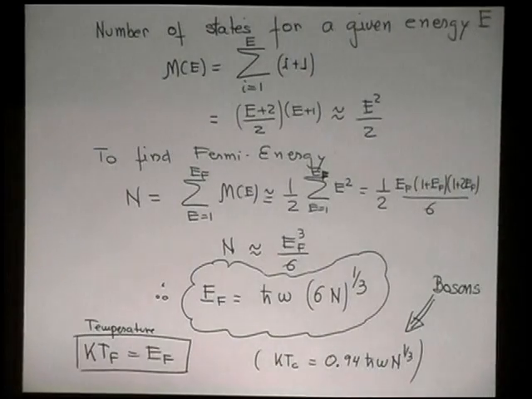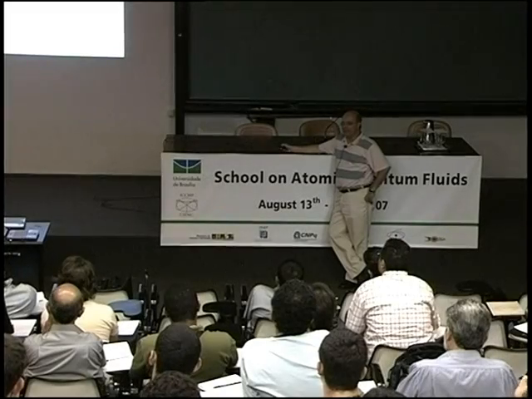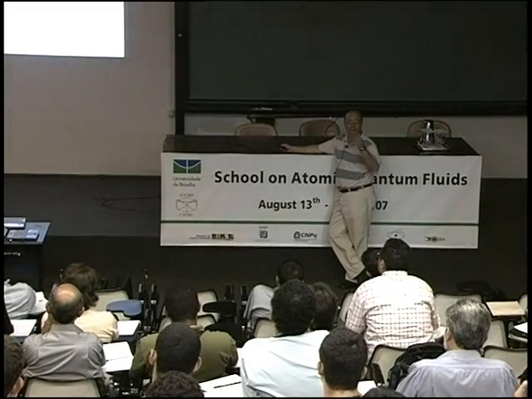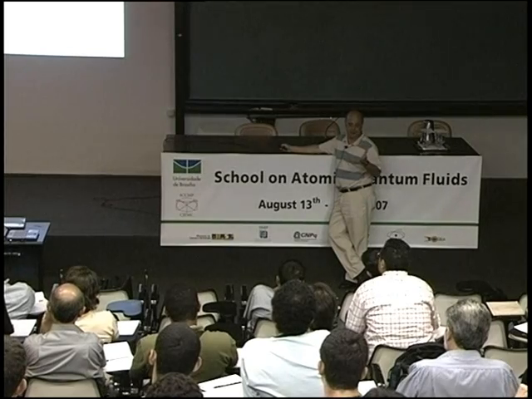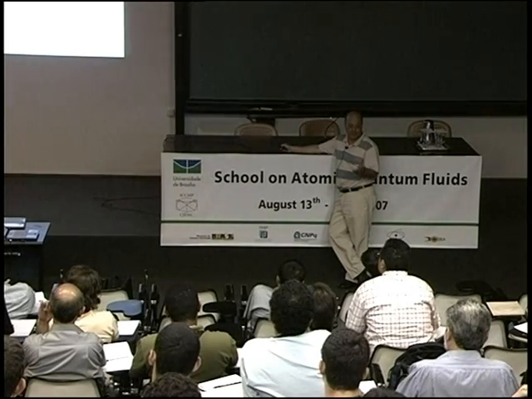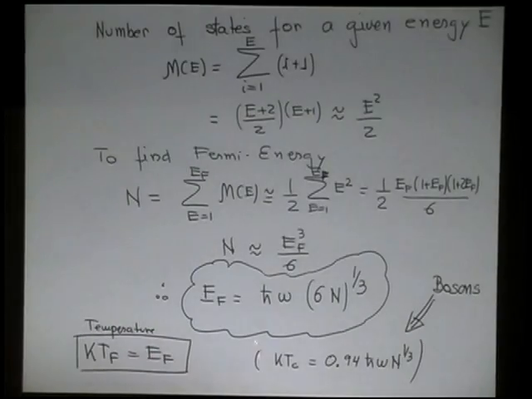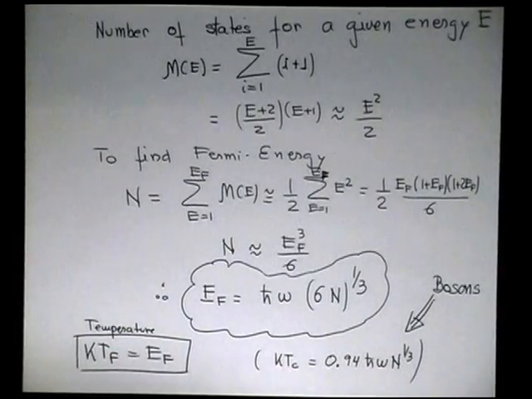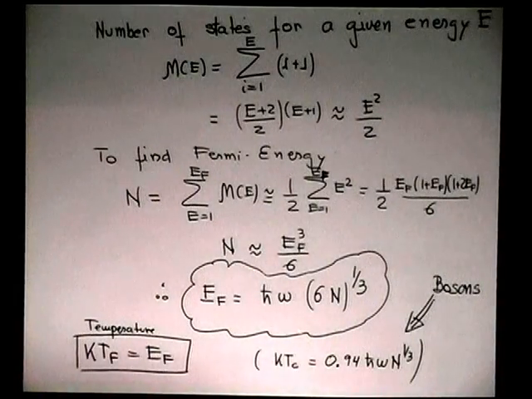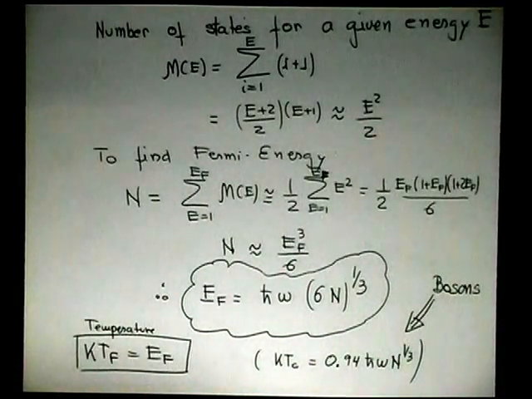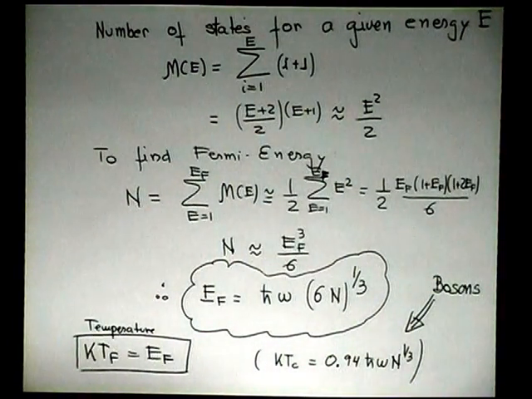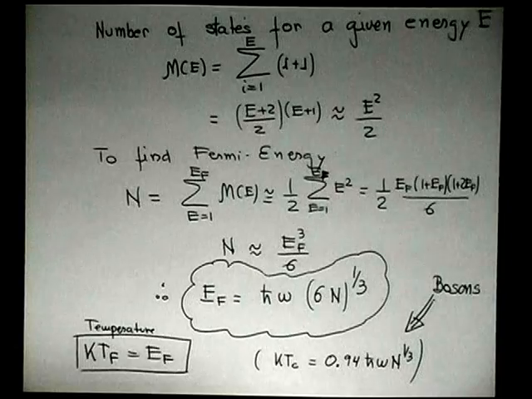Fermi bosons are very different. If I define a Fermi temperature as the Fermi energy divided by k, it turns out that the Fermi energy and the Bose critical temperature are very similar. What's very interesting is that they scale the same way, so it shows that the scaling of the energy and the temperature is just a property of the potential.